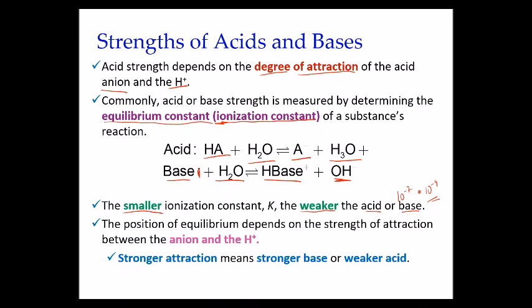The position of equilibrium depends on the strength of attraction between the anion and the H. So in comparison, as what we said about the acid, the stronger the attraction means a stronger base or a weaker acid. So a stronger base is going to hold on to the H plus. A weaker acid will also hang on to the H plus. Now that seems a little bit backwards, but the stronger base will attract and accept that hydrogen ion. The weaker acid's going to hold on to that H plus.